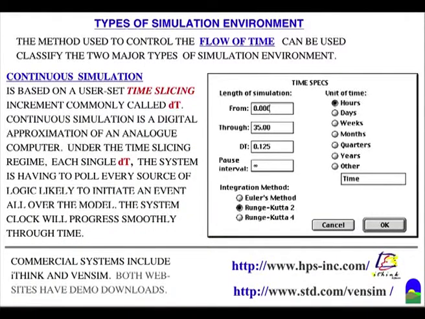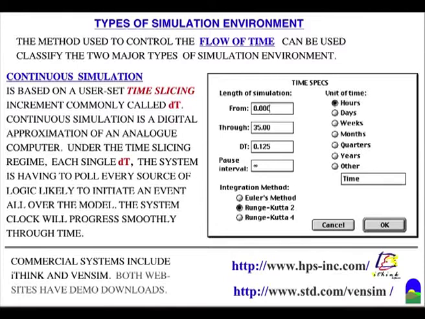Types of simulation environment. The method used to control the flow of time can be used to classify the two major types of simulation environment. Continuous simulation. Continuous simulation is based on a user-set time slicing increment commonly called delta t. Continuous simulation is a digital approximation of an analog computer. Under the time slicing regime, each single delta t, the system has to poll every source of logic likely to initiate an event all over the model. The system clock will progress smoothly through time.